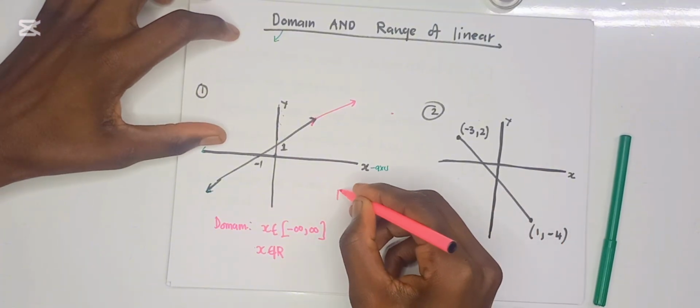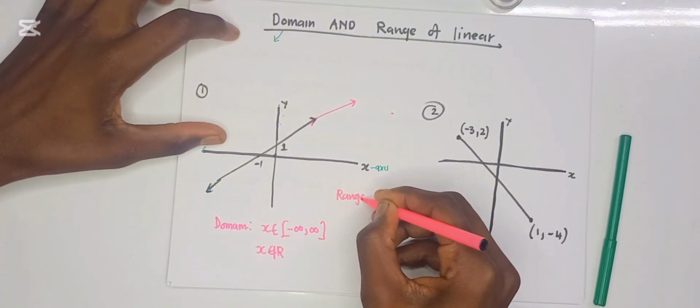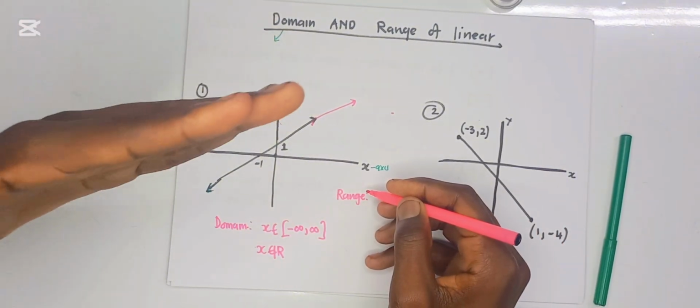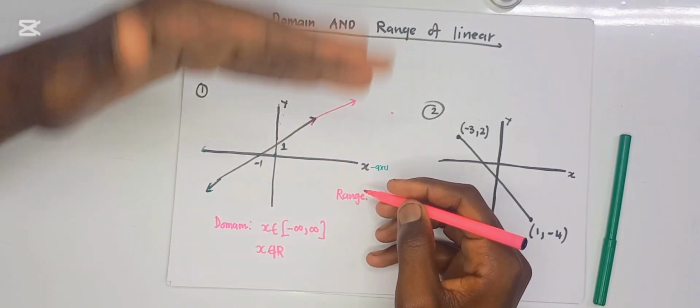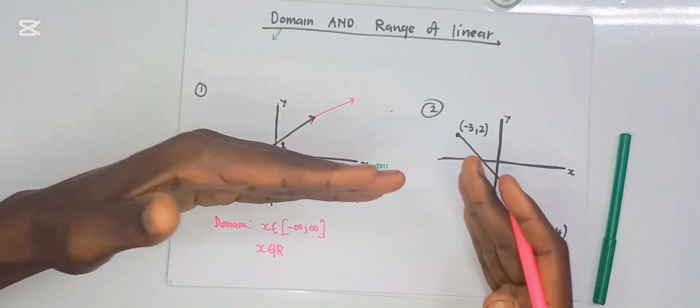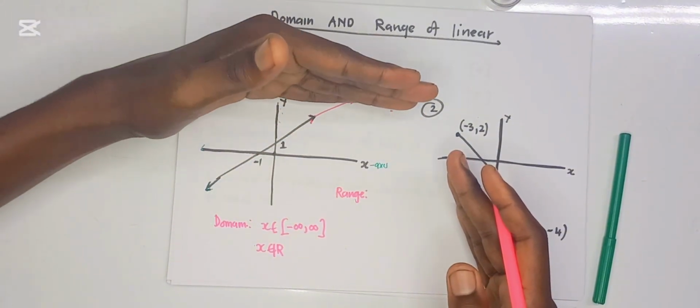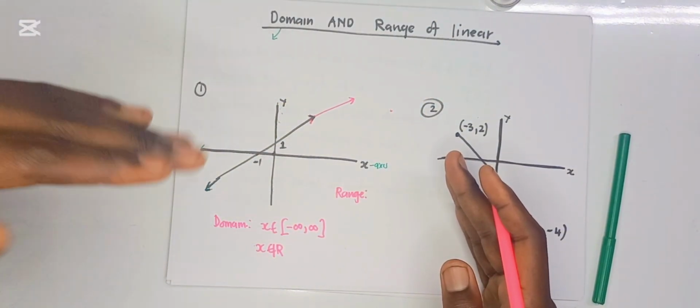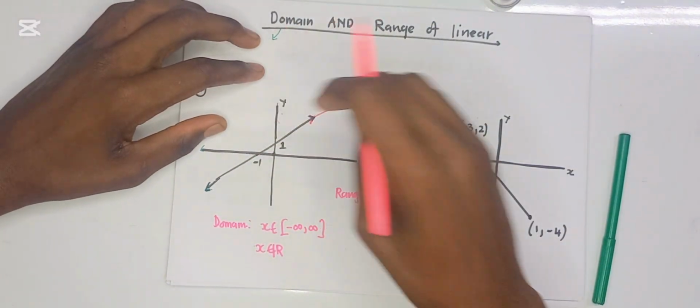When we talk about the range, it is just the opposite of this one. It's the existence of the graph on the y-axis. This time around, we're not checking the x-axis, we're checking the y-axis. Where does it start to exist and where does it end to exist in our Cartesian plane?